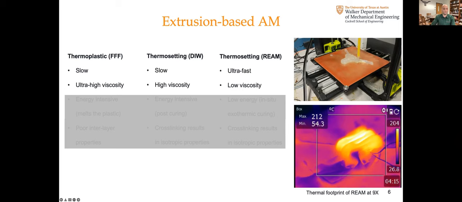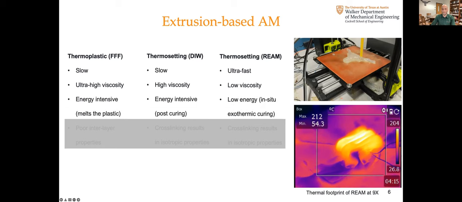In other techniques with thermoplastics, your viscosity is usually close to a million centipoise at melt. For direct write, because you want to build your part without it warping, you have to have very high viscosities, again, over 100,000 centipoise. But here, you can pump resins that are only 1,000 or 2,000 centipoise. In terms of energy, again, here you have to melt a plastic, you have to post-cure or use some sort of heat. Here you just use the intrinsic exothermic reactions to get a fully cured part.